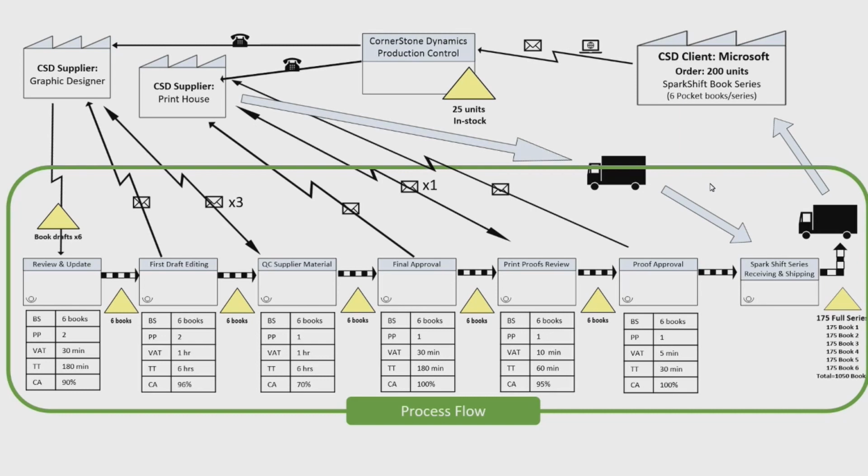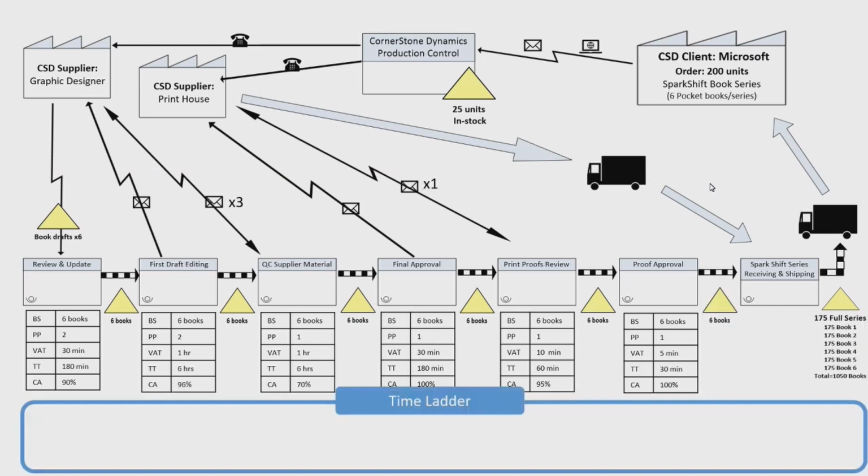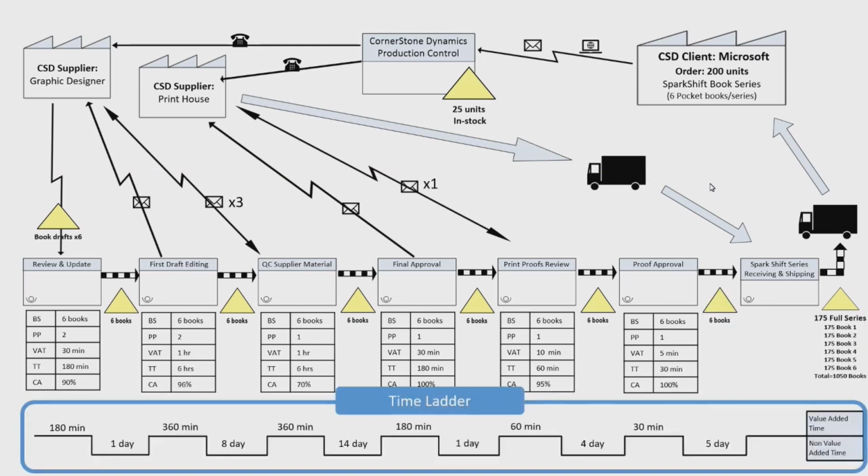But you're not done yet, because the last thing you need to take a look at is what we call a time ladder. So how long does it take to actually go through this process step? So the top portion here, this step here, is called value added time. So we're saying 180 minutes in this process step is value added. And in between this process step, it takes 1 day before we get the first draft editing. Within the first draft editing, it's 360 minutes and 8 days in between before we get the QC supplier material.